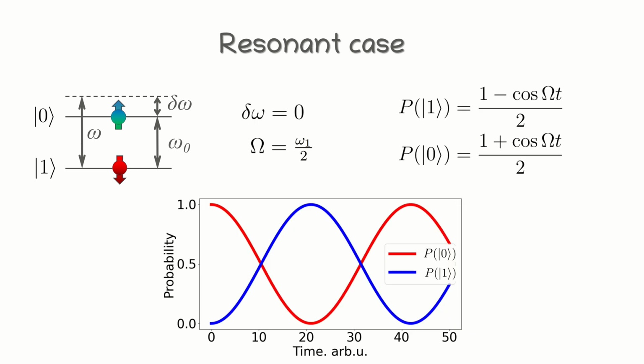Therefore, the resonance case is of particular interest. At resonance, the frequency of the applied magnetic field coincides with the transition frequency. It also means that the frequency of the rotating frame coincides with the frequency of the Larmor precession. Only at resonance the state goes from ket 0 to ket 1, and the amplitude of Rabi oscillations is maximal.